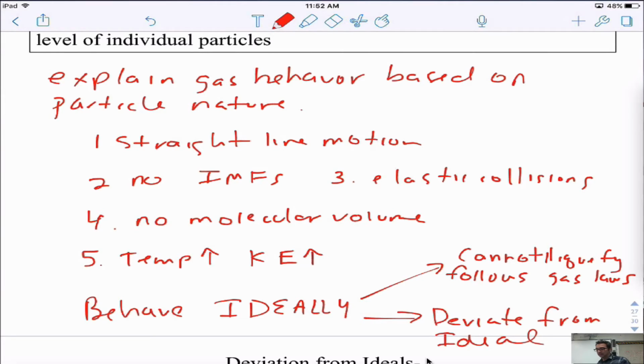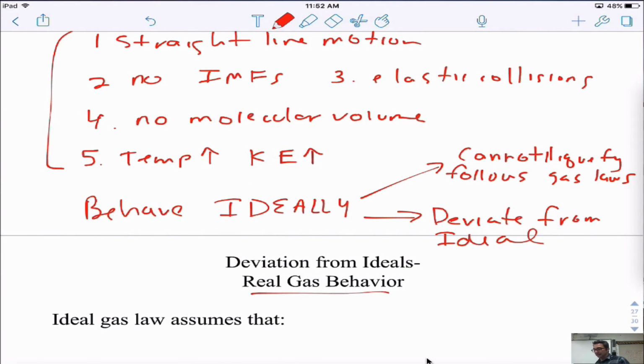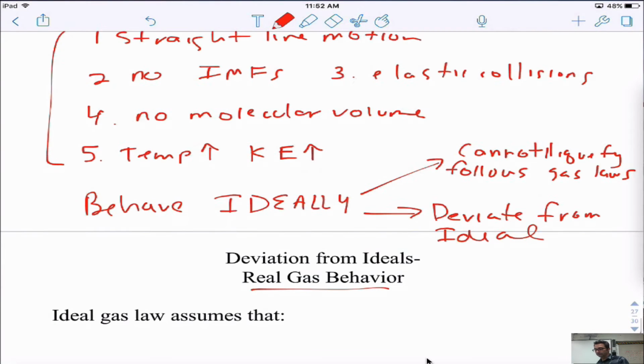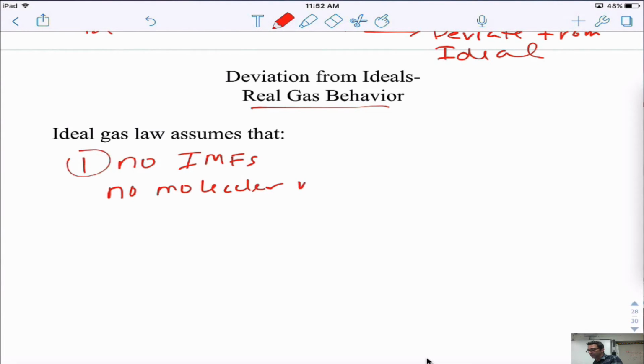And so when we see gases deviating, they don't follow these postulates like they should. And so these are called deviations from ideal. This is real gas behavior. When we have an ideal gas, we assume the most important things are that there's no IMFs and that there's no molecular volume. Well, it turns out that these two things are where the real problems lie. When we have a real gas, they do have IMFs, and they do have volume.